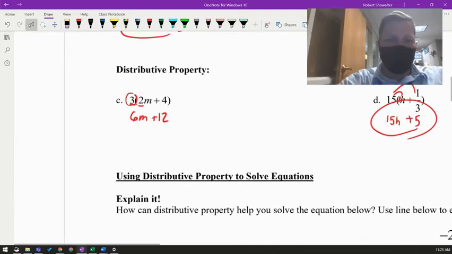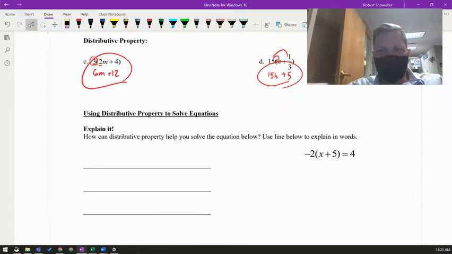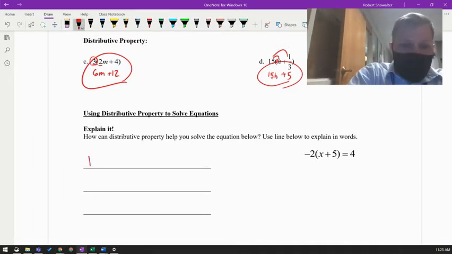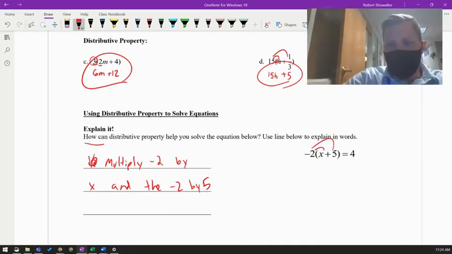Again, there's our answer. Taking a look at this one, can you use the distributive property to describe this or to solve this? We want to explain it in words. The answer is yes, we can. How can we, though? We would multiply negative 2 by x, and then negative 2 by 5. So that would be the first step. Negative 2x minus 10 equals 4.